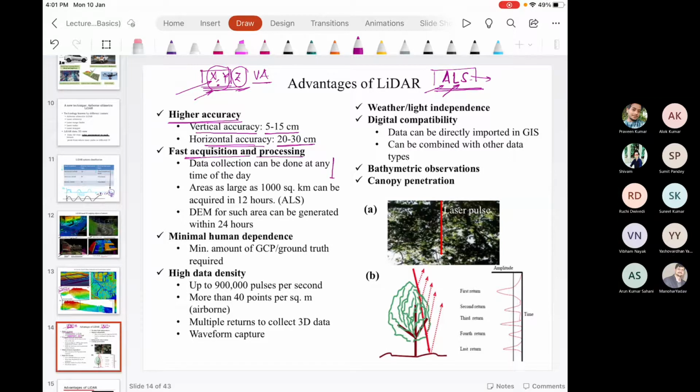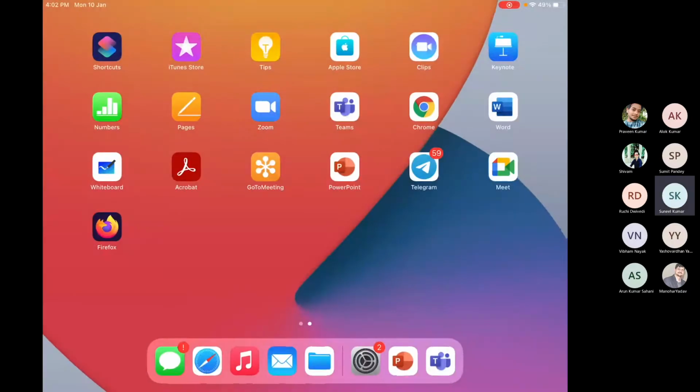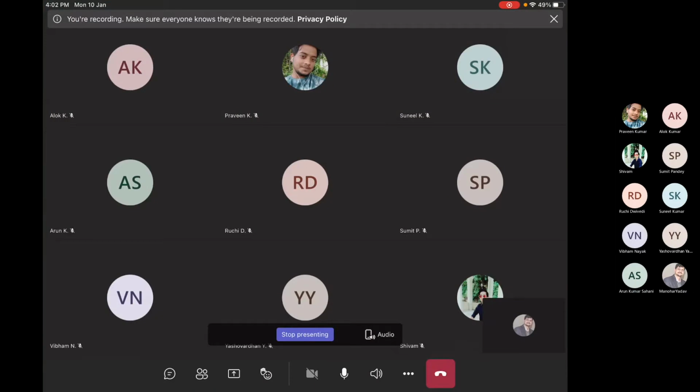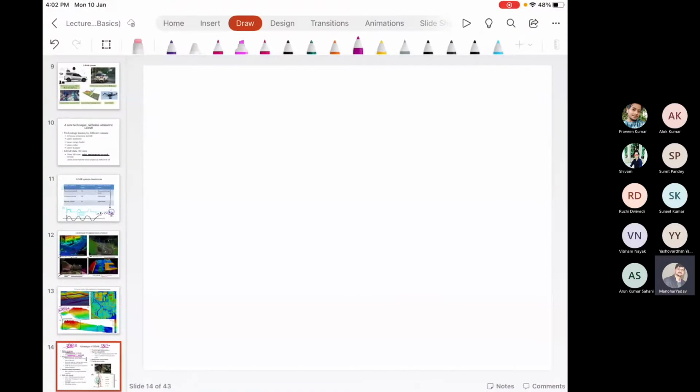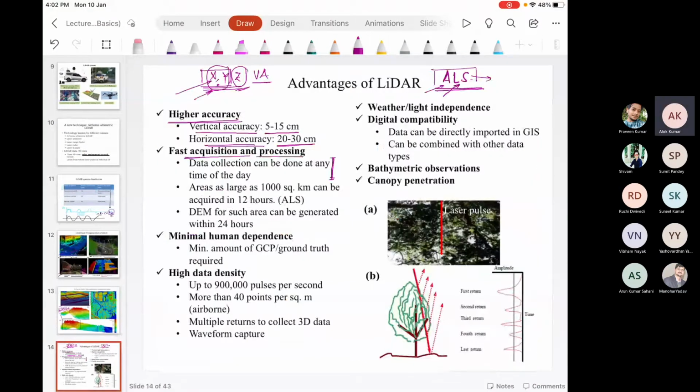Reason is that this LiDAR is active remote sensing technique or passive remote sensing technique? Active remote sensing. Alok Kumar, could you please unmute? Yes, sir. Alok, tell me, is it the active remote sensing technique or passive? So it is an active remote sensing technique because it has its own radiation in the form of laser. Yeah, good. So this LiDAR is an active remote sensing technique.